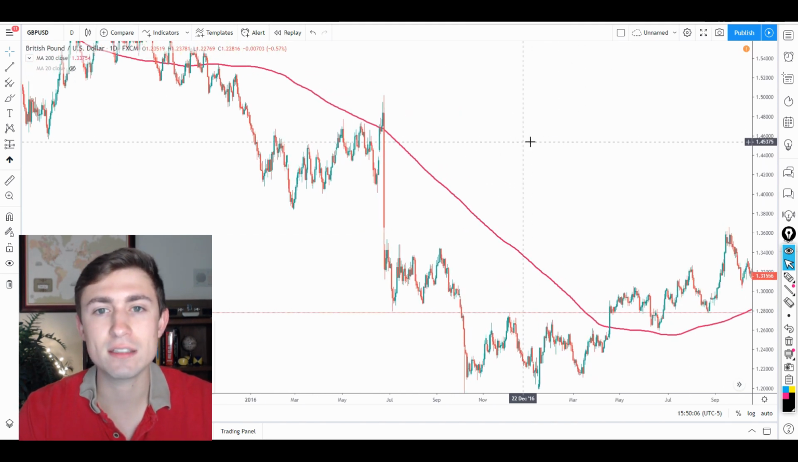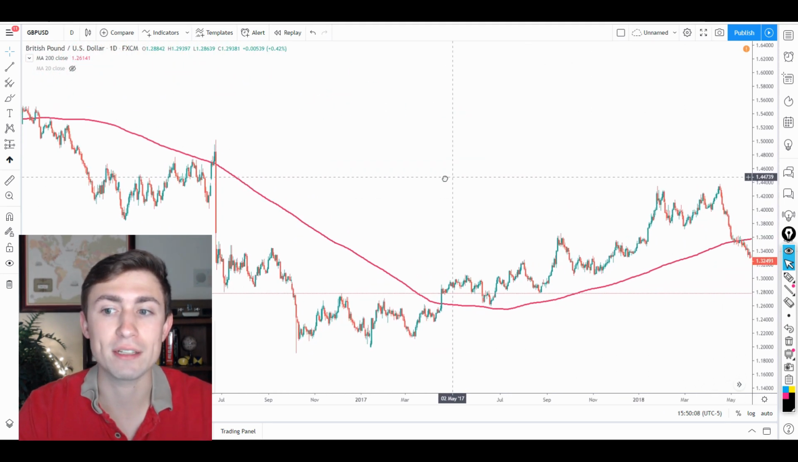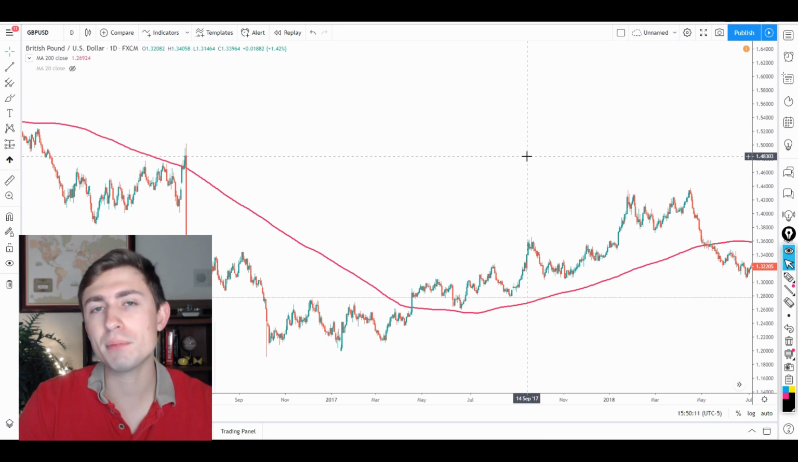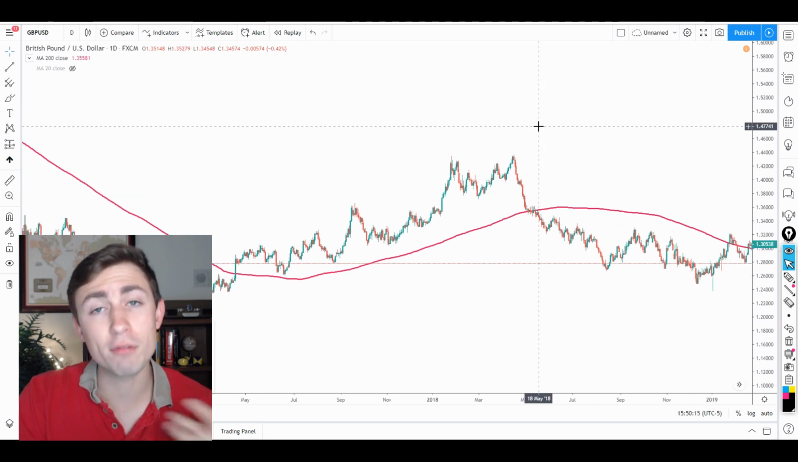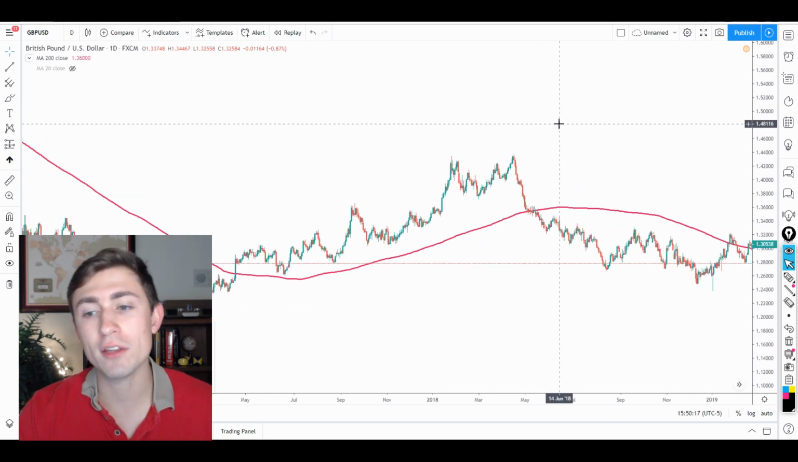That's something that I would consider even though the price is under the 200-day, right? So the 200-day is not some magical indicator that's going to tell you where the market's going with certainty. It's simply just a filter or an added component in potential trading strategies. And for me, I really like it, especially on the swing trading side.